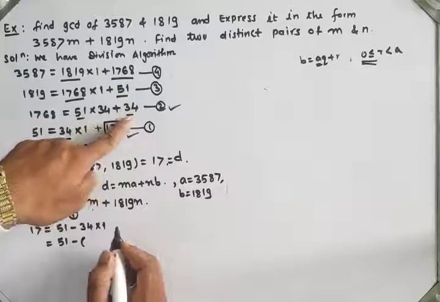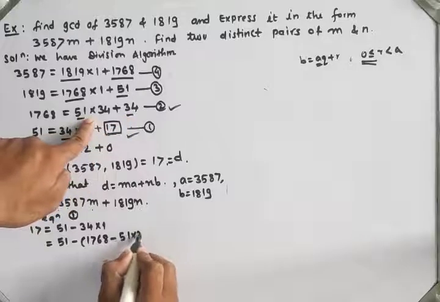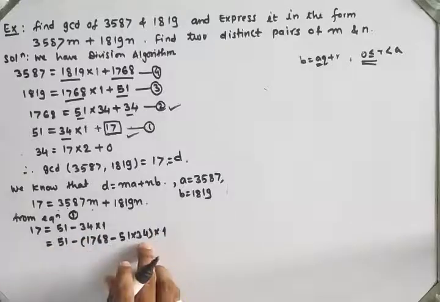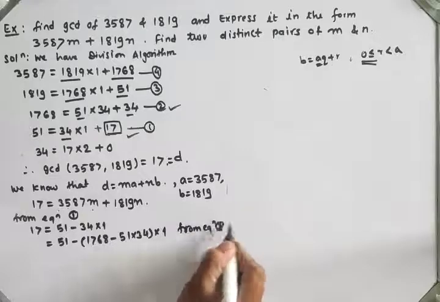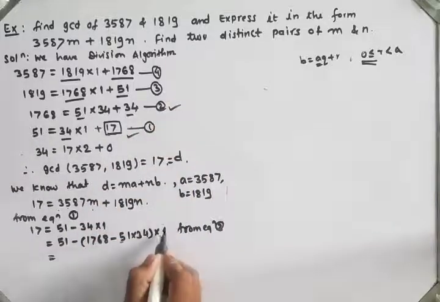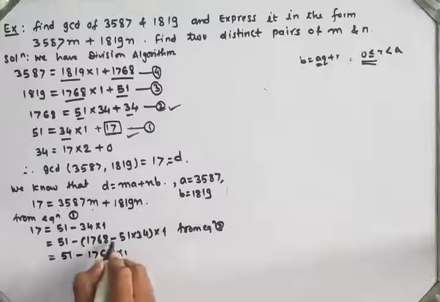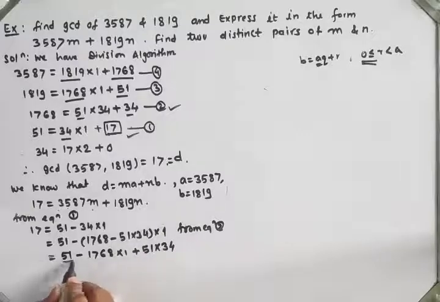So the value of 34 is 1768 minus 51 into 34, and multiplied by 1. So this is the value of 34, from equation 2. So I have used two equations again. After multiplication, this is 51 minus 1768 into 1, so minus, plus 51 into 34 into 1, which is 34. So here 51 is common, so I will take 51 common.